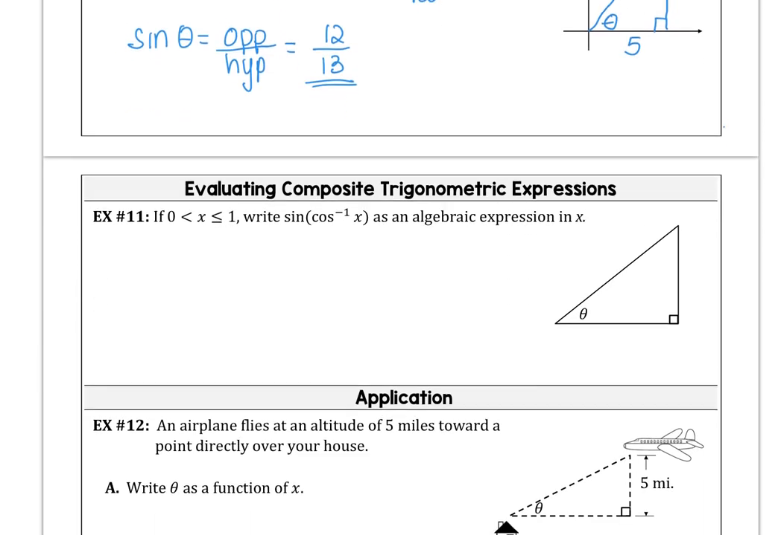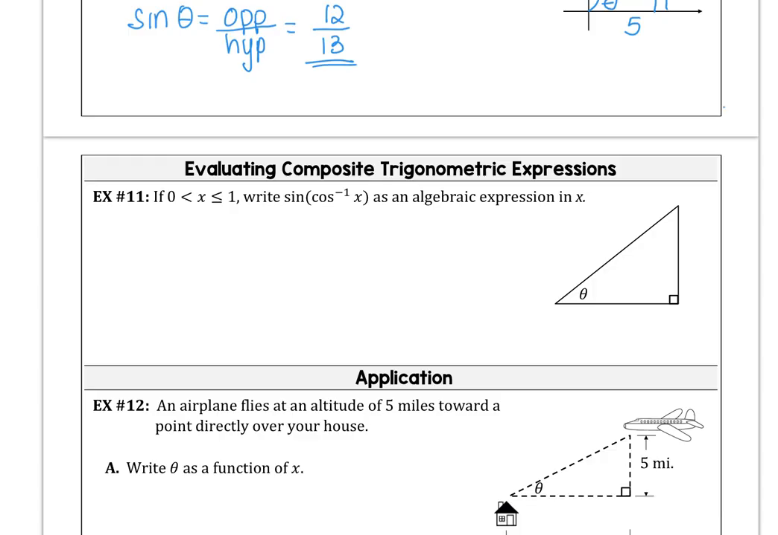if 0 is less than x, and that's less than 1, we want to write the sine of the cosine inverse of x as an algebraic expression in x. So what does that mean? That means we want the sine of cosine inverse of x to be the sine of an angle. And what do we know about that angle? Because this piece here is the angle, right? The inverse is an angle.